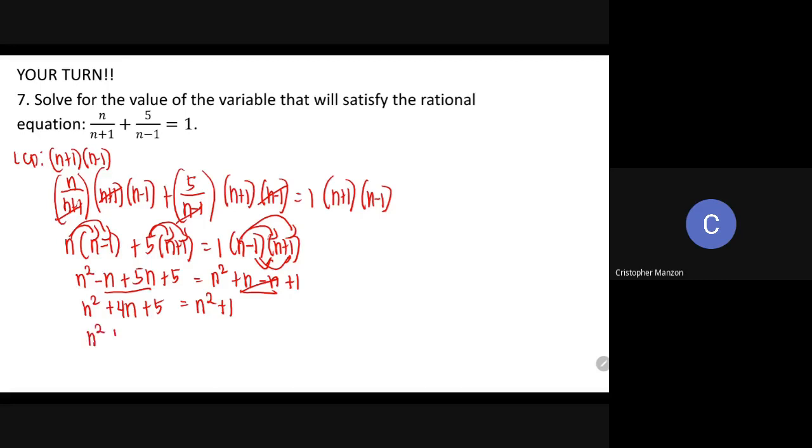So we have now n squared plus 4n minus n squared is equal to negative 1 minus 5. Okay? So this will be 0. So this is 4n is equal to negative 4. Dividing both sides by 4, so the value of n here is negative 1. Question?